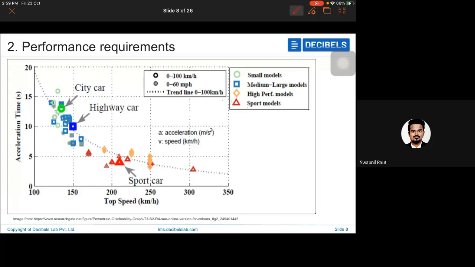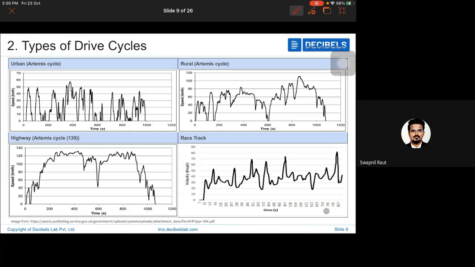If you see here, different vehicles have different acceleration profiles. Maybe sports cars have much quicker acceleration requirements. Maybe a city car also, because you have to overcome the traffic and keep moving, so it may require that. A lot of these conditions will influence the energy consumption. So the objective of a powertrain simulation engineer is to study and design a powertrain which consumes as little energy as possible, and all these drive cycles will influence that.